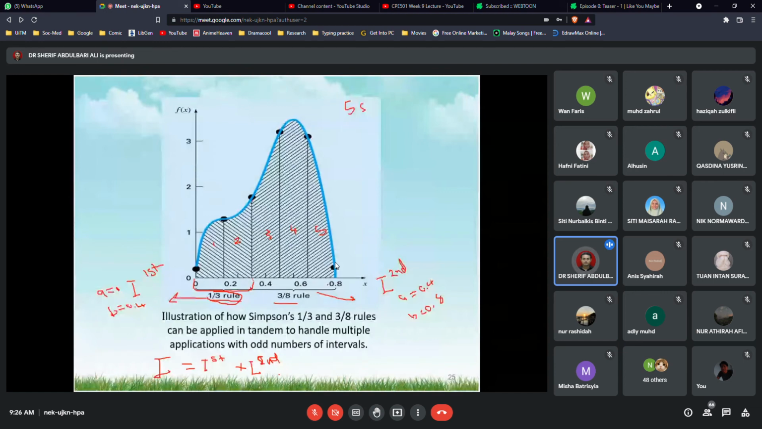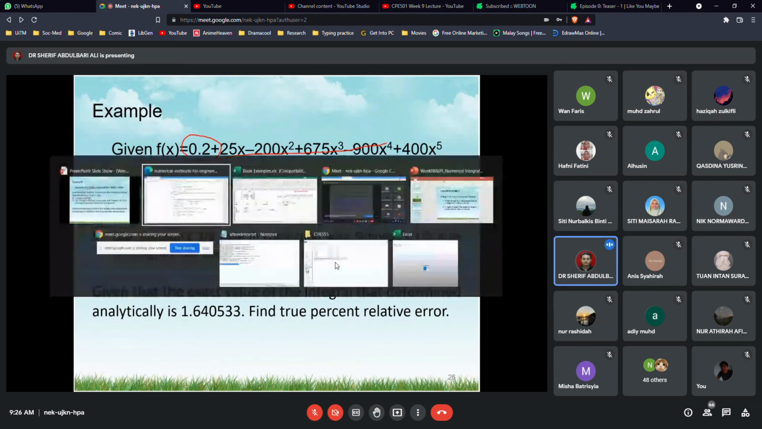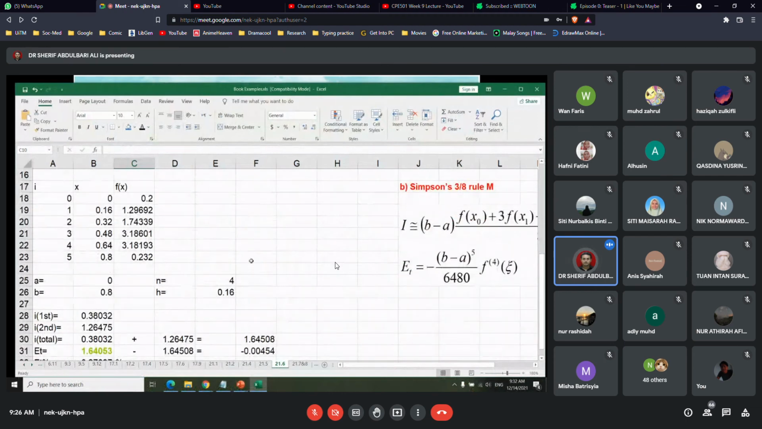So now, looking at the example: use the Simpson 3/8 rule in conjunction with the Simpson 1/3 rule to integrate the same function for 5 segments. So how are we going to do it? Of course I need 5 segments, right? So n is equal to 5 segments. With 5 segments, my step size is going to be 0.16. So 0, 0.16, 0.32, 0.48, 0.64, and 0.8.